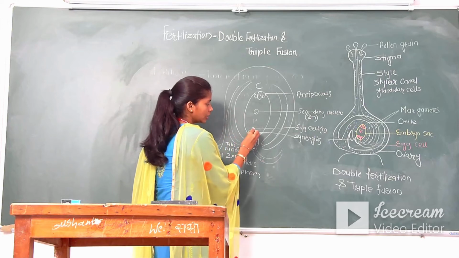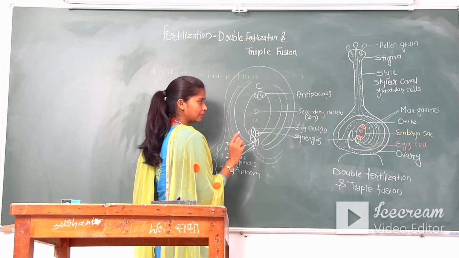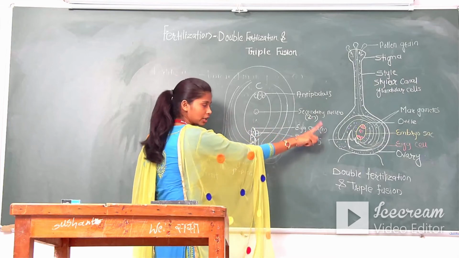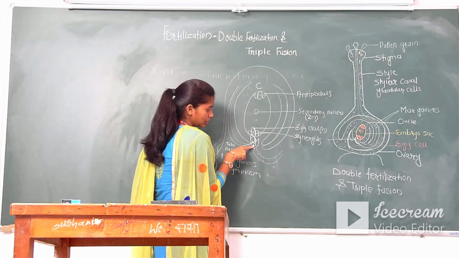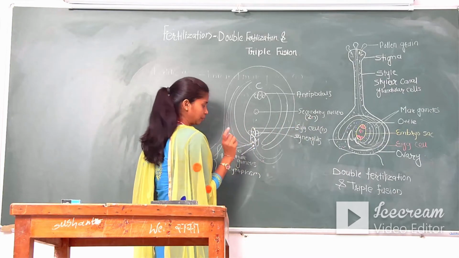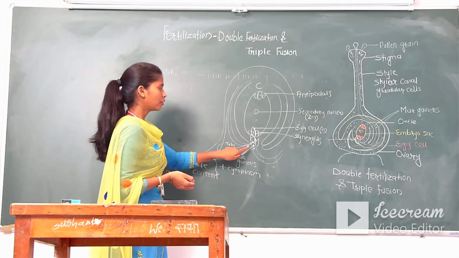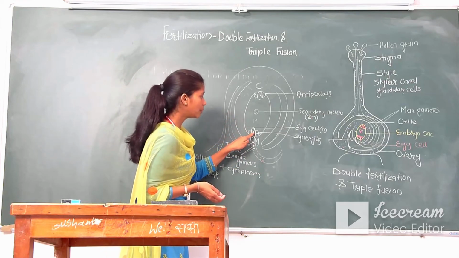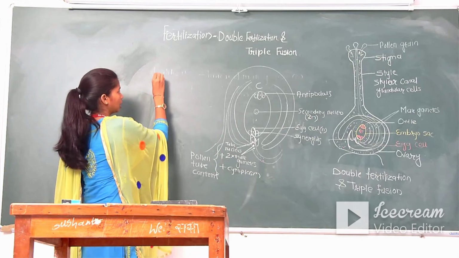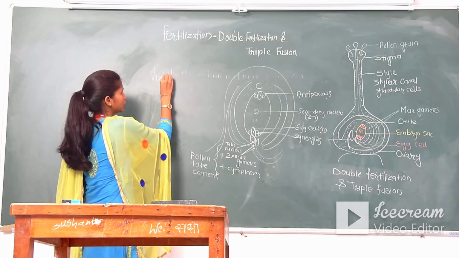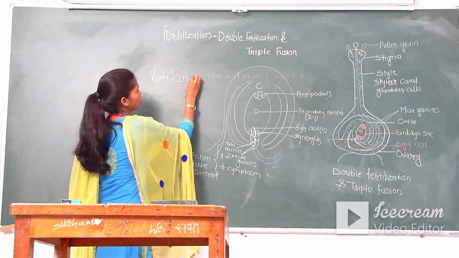Now, this egg cell has the haploid female gamete, and this female gamete fuses with one of the male gametes. The polar tube has two male gametes, and among those two, one male gamete fuses with the female gamete. One haploid male gamete fuses with the haploid female gamete and forms a diploid oospore.